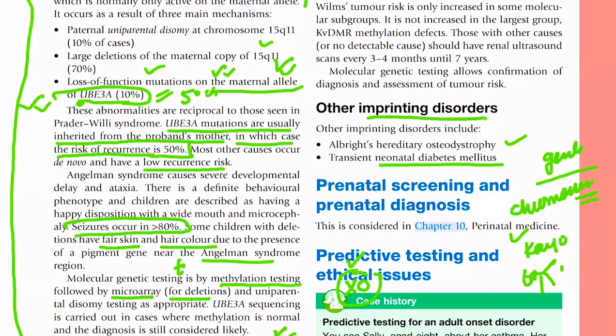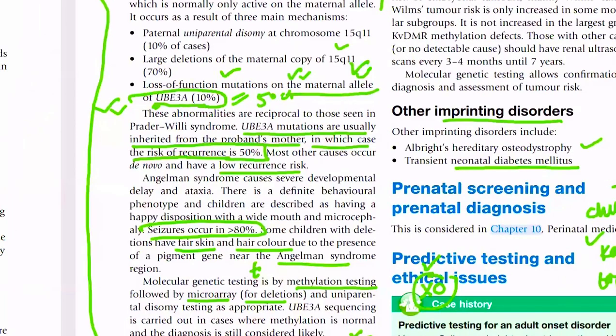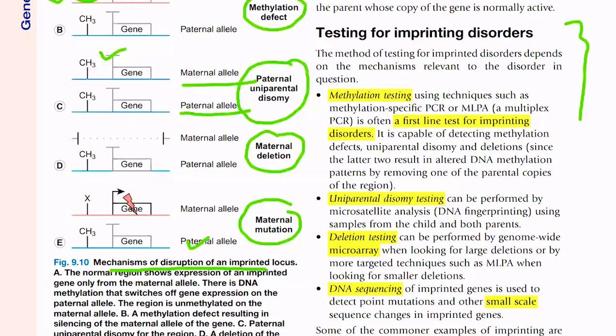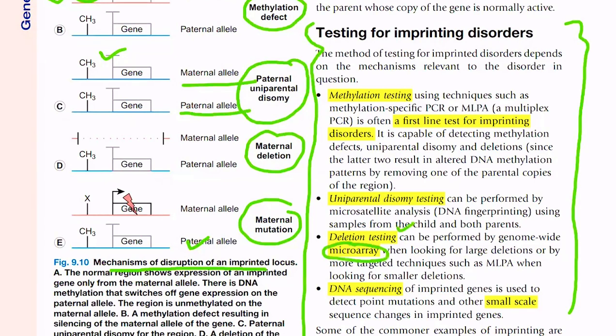Now we have discussed the imprinting disorder, case number 21. Which testing is important? See here, testing for the imprinting disorder. We know that for deletion testing, microarray is the preferred modality of choice. DNA sequencing is not the preferred one; that is going to test where the problem in the gene is present.